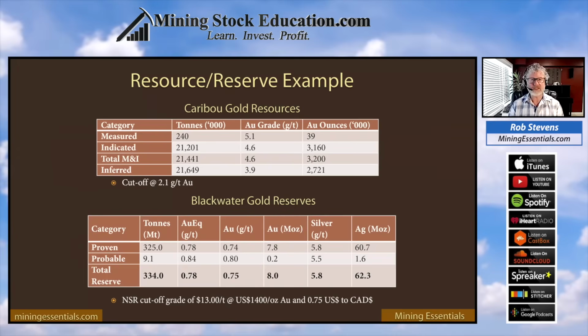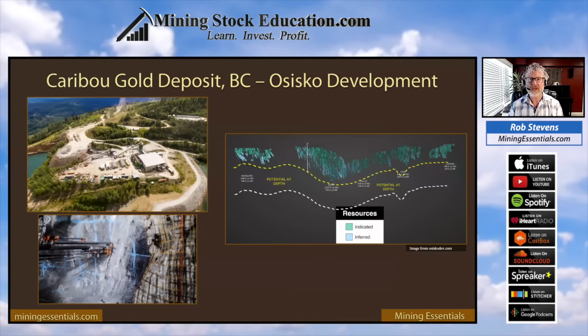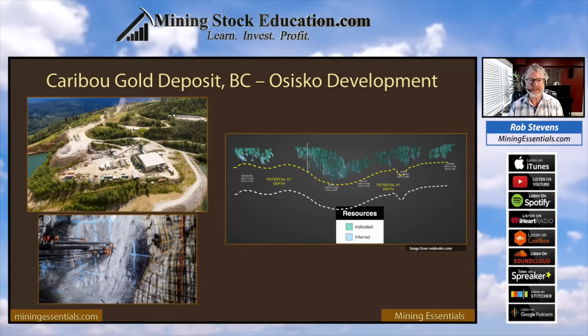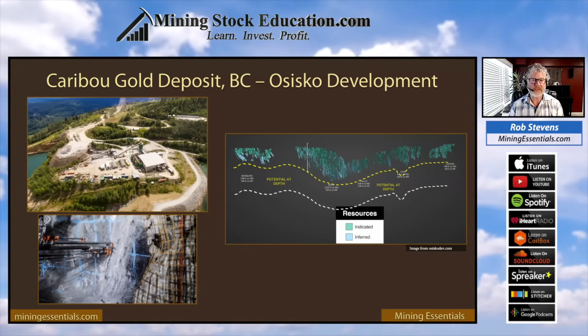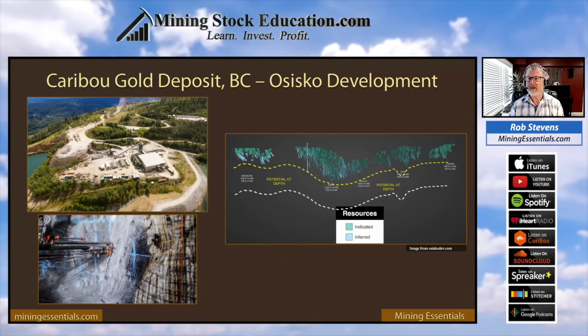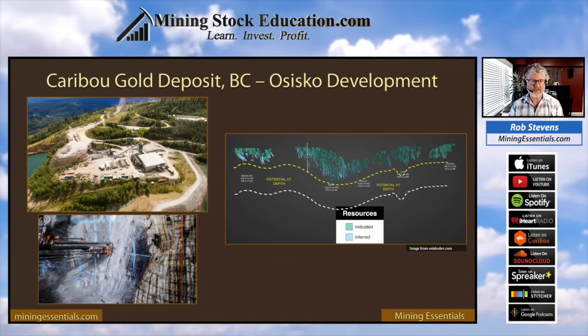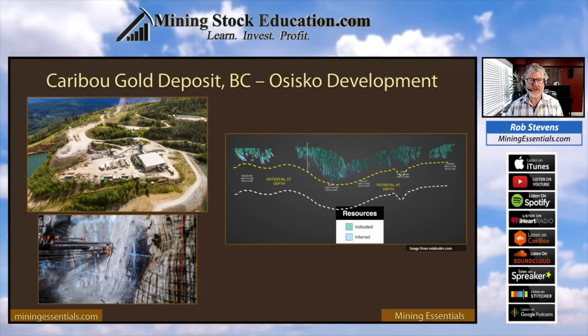I'm going to come back to this in a sec. I want to just flip forward so people have a bit of a sense of these two deposits. So the Caribou Gold deposit in central British Columbia is currently going through the later stages of environmental assessment and is owned by Osisko Development. Just a couple of diagrams here.